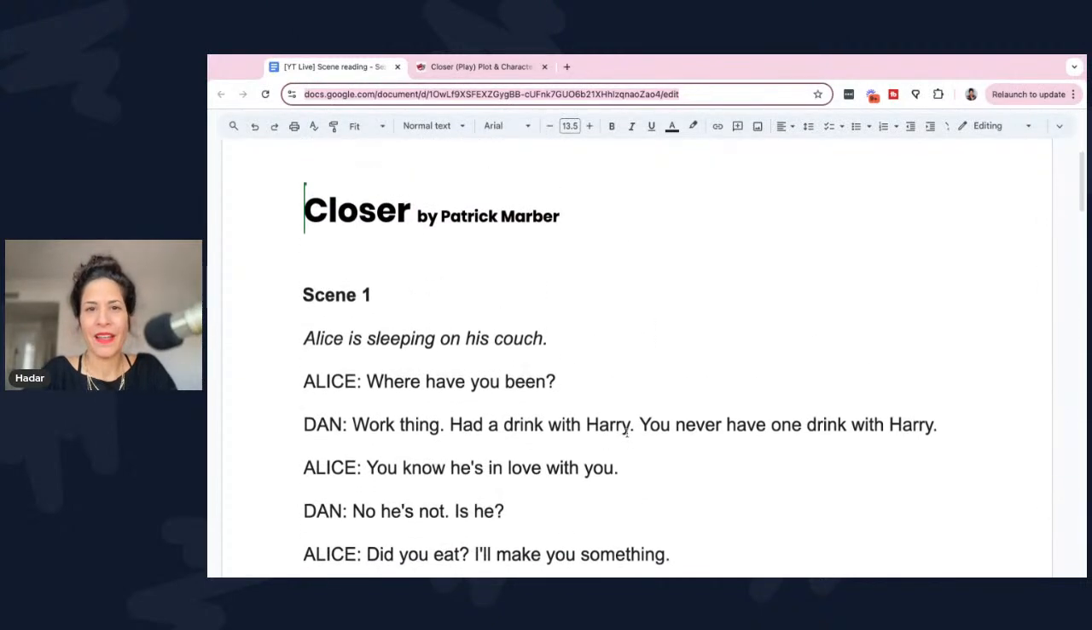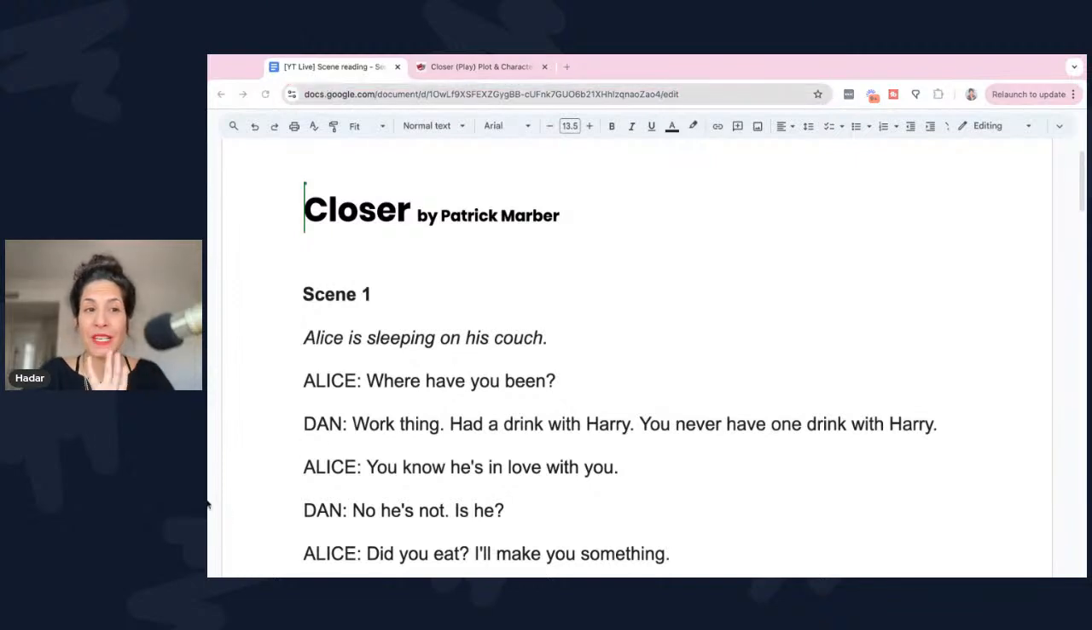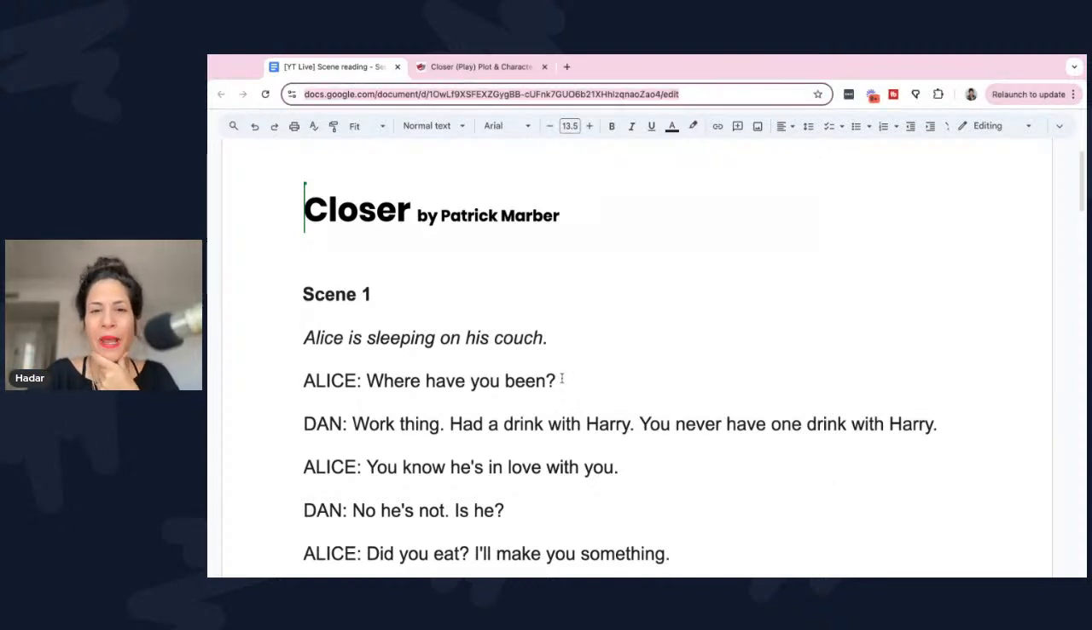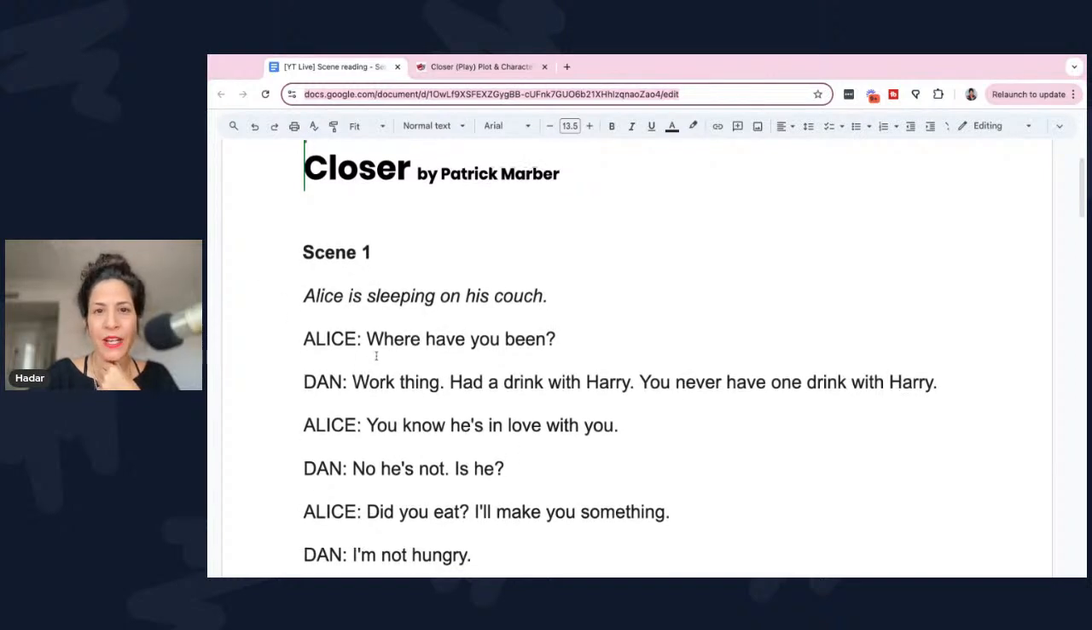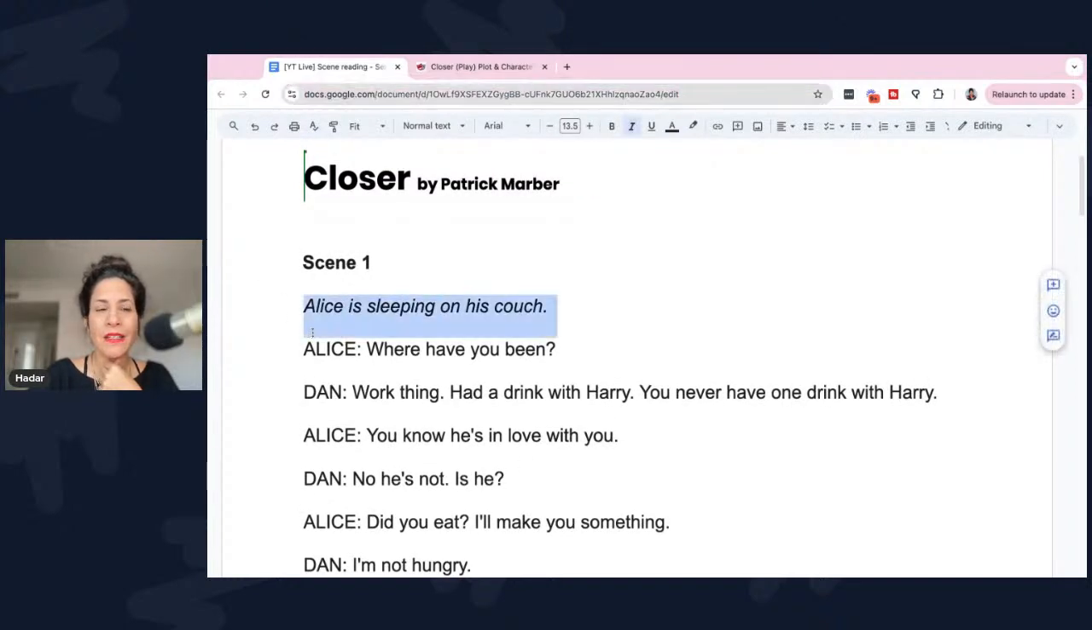Don't worry. Okay, closer. Scene 1. That's not the first scene of the play. I just selected 2 scenes from the middle of the play. So there are things happening before. Okay? Scene 1. The 2 characters are Alice and Dan. So in a play, you'll usually see sentences setting up the tone, usually in italic. These are comments from the screenwriter for the director or for the actors. So Dan comes back home and Alice is sleeping on his couch. That is the scene. That is all we know.